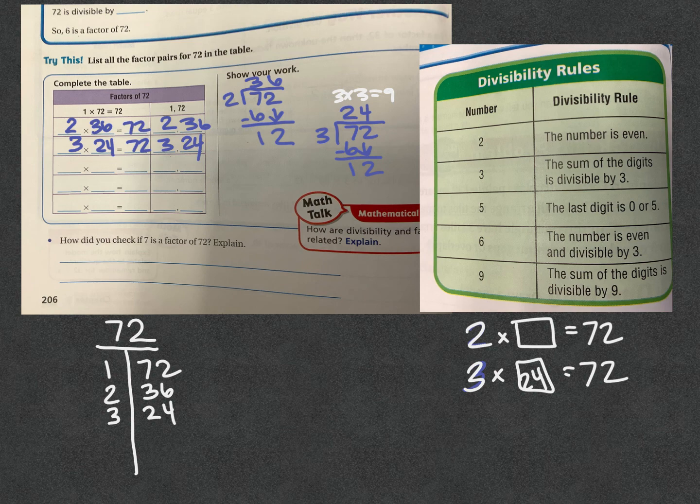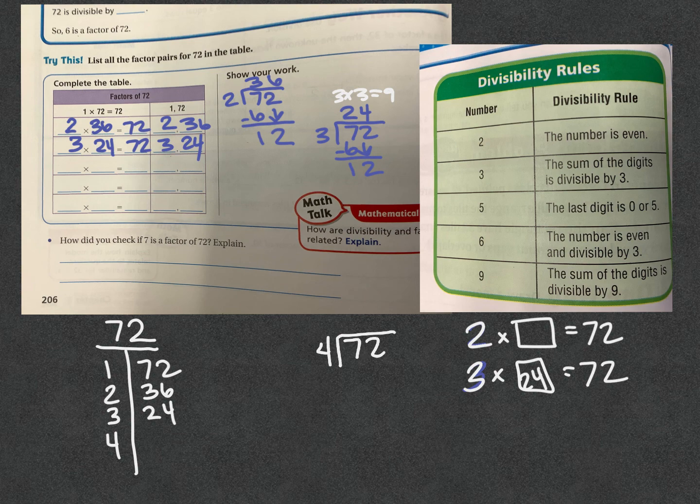4 would be my next factor I would want to test out. I'm going to put it here for now. But I don't know if 4 goes into 72 equally. I'm not sure. And there isn't a divisibility rule for it. So this is one example of where I'm just going to have to calculate it to find out. And if there's something left over, then no, it isn't a factor.